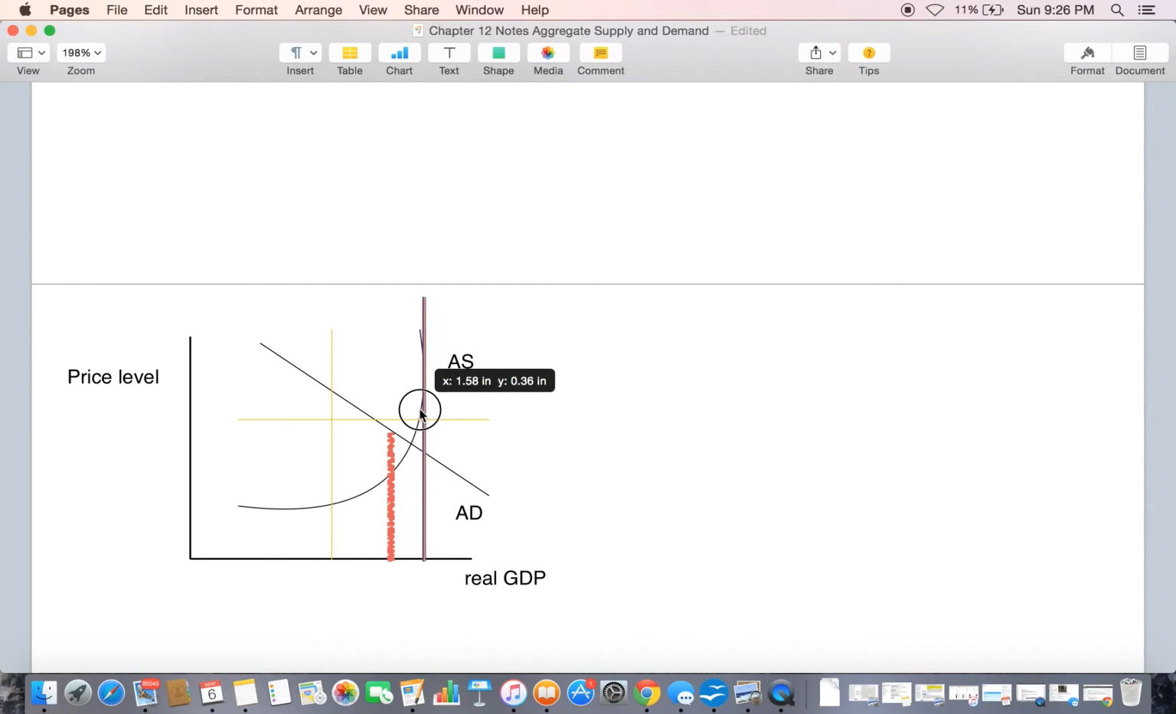And that is because energy, or gasoline in this example, is a huge component of the production of all goods and services. Now, let's take a look at aggregate demand.